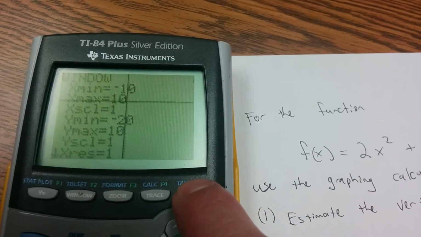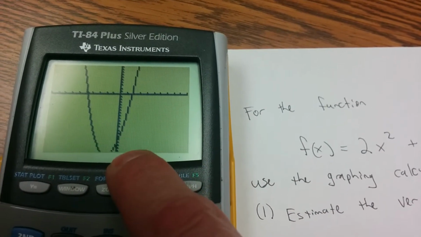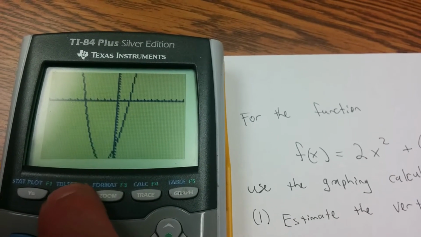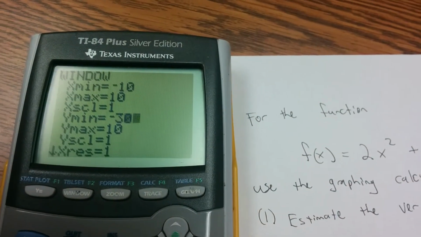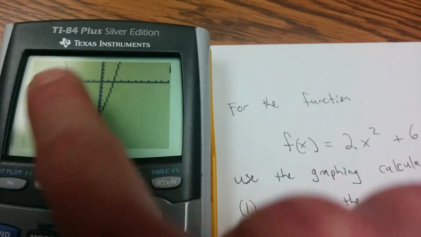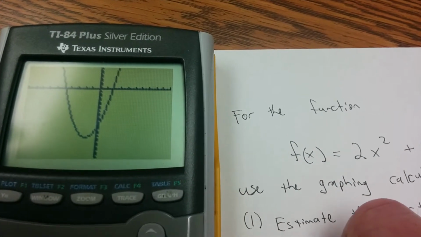And when I do that, I'll look back at the graph. So I push the graph button. And now you can see it's actually showing me 20 tick marks down. So that's 20 units down. I can't quite see the vertex, so I'm going to go back one more time and make the y min negative 30. And that seems like that'll probably be enough. Okay, great. So we see the parabola, including that vertex that we want to find.